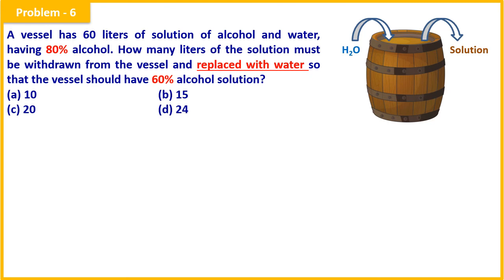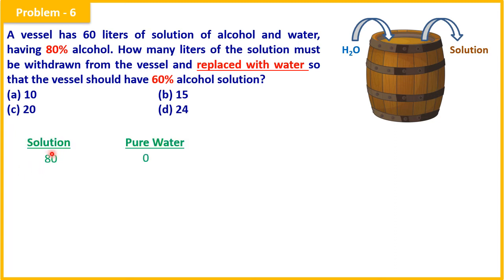Problem number 6. A vessel has 60 liters of solution of alcohol and water having 80% alcohol. How many liters of solution must be withdrawn from the vessel and replaced with water so that the vessel should have 60% alcohol solution? Now let us say if we decide to solve this problem in terms of alcohol concentration, we can write like this.